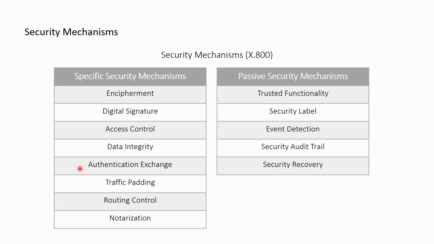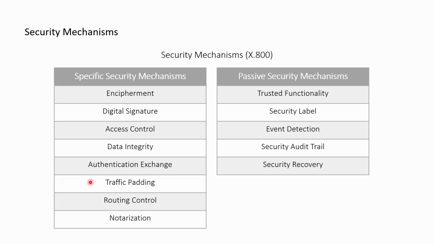Now authentication exchange. Kerberos comes into the category of authentication exchange: how you are establishing the authentication and how you are exchanging the credentials from client to servers comes under this security mechanism. Now traffic padding. In order to prevent a breach in confidentiality, we can do traffic padding also. It's a very interesting topic. We can pad random bits in the traffic so that a hacker gets confused about what you are sending.